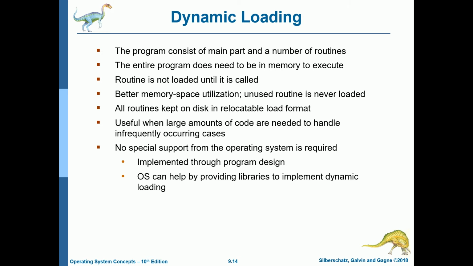With dynamic loading, a routine is not loaded until it's called. All routines are kept on disk in a relocatable load format. The main program is loaded into memory and is executed. When a routine needs to call another routine, the calling routine first checks to see whether the other routine has even been loaded. If it has not, the relocatable linking loader is called to load the desired routine into memory and update the program's address tables to reflect this. And then control is passed to the newly loaded routine.